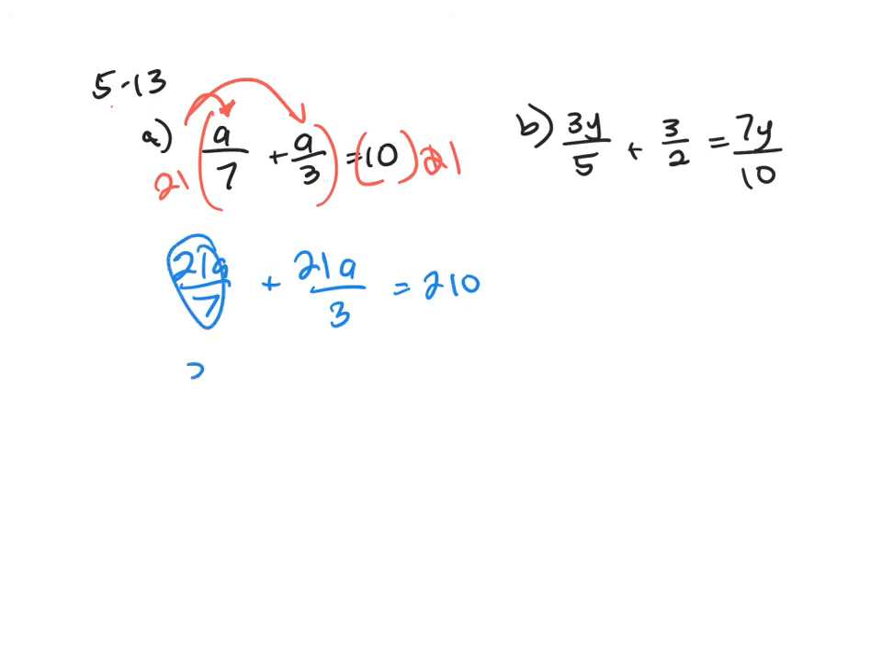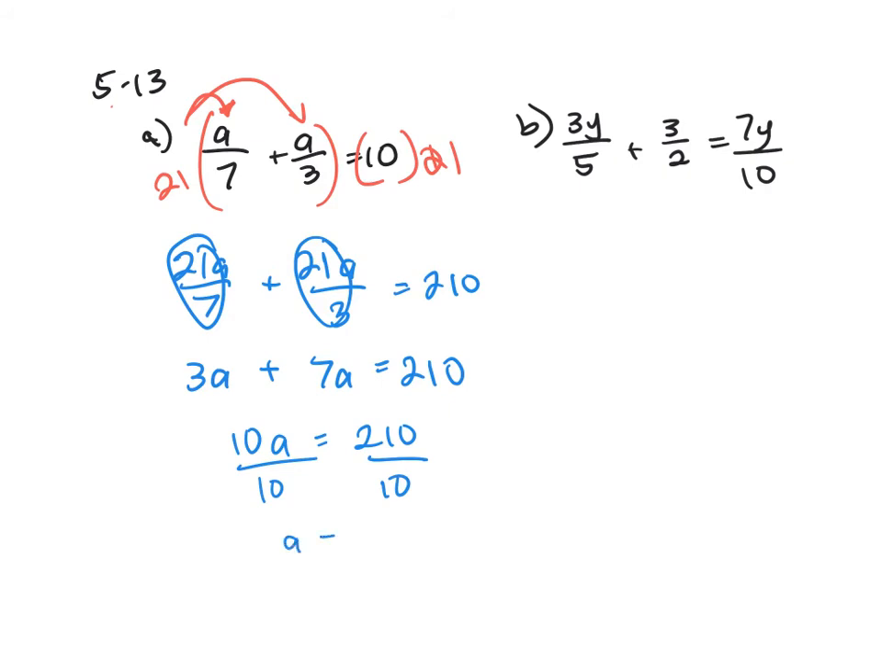And here becomes 3a plus 7a equals 210. So 10a is 210. So a is 21. Okay, so it's a lot easier to see when you don't have fractions. Okay, part B.